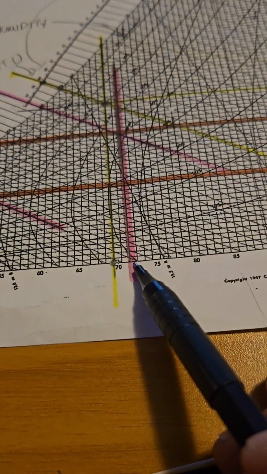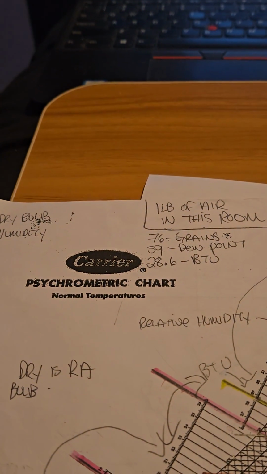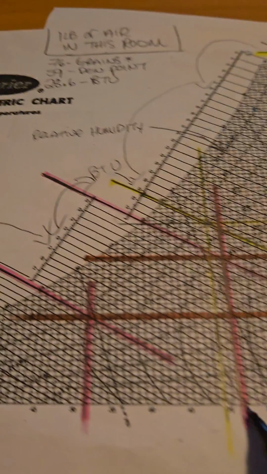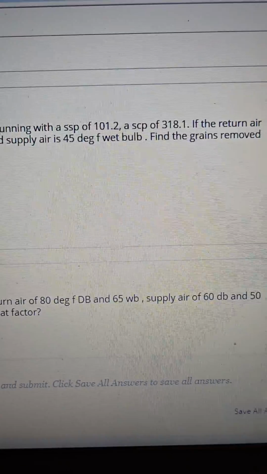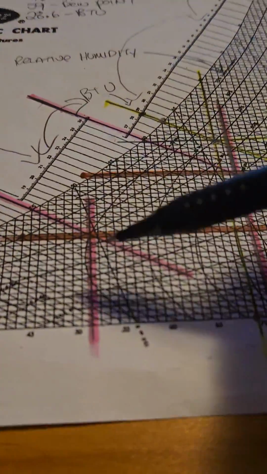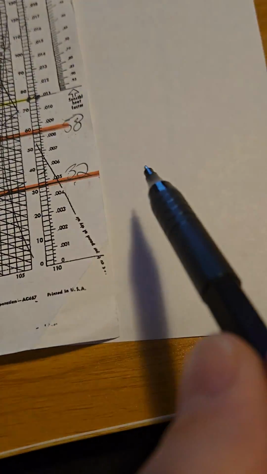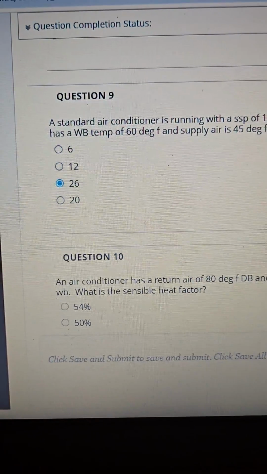Then we go to our 72, our return air. Oh, no, sorry. We have to do the supply air. We just did the return air. The supply air has a wet bulb of 45. So 52, we find the 45. Again, wet bulb is always diagonal. Zoop. And you might as well just make the line, just for good practice. Once you get that point, you can find your grain, which is 32. 58 minus 32 equals 26.